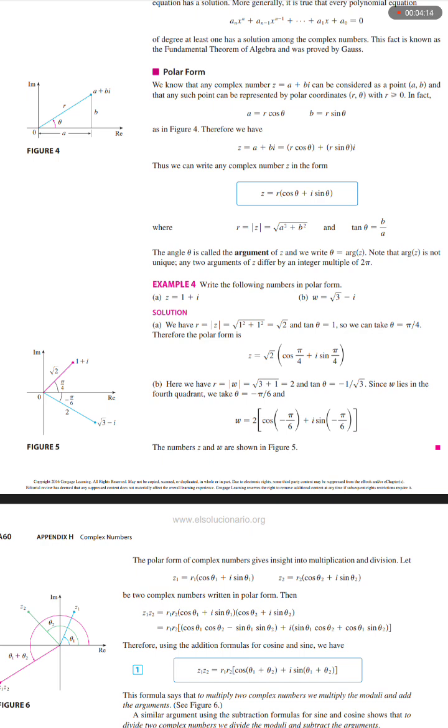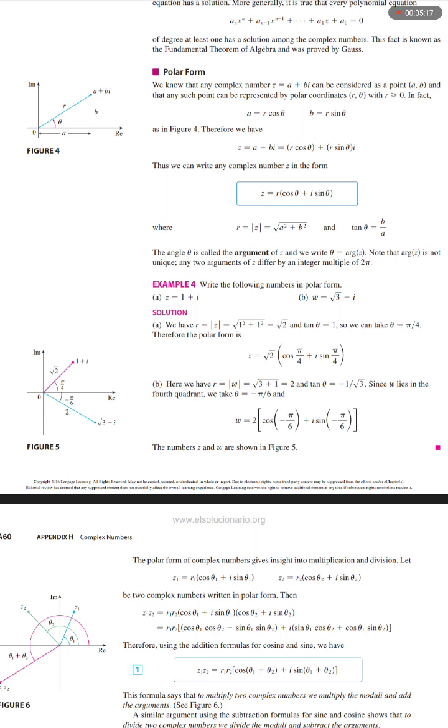Example 4. Write the following numbers in polar form. Part A is z equals 1 plus i. Part B is w equals square root of 3 minus i. Solution for part A: we have r equals the absolute value of z equals the square root of 1 squared plus 1 squared equals the square root of 2, and tangent theta equals 1. So we can take theta equals pi over 4. Therefore, the polar form is z equals the square root of 2 times (cosine pi over 4 plus i sine pi over 4).